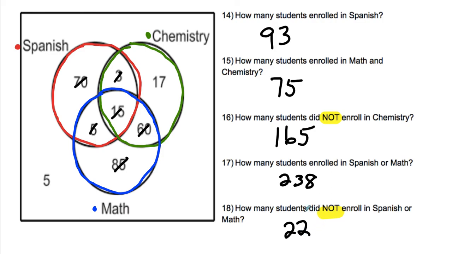Okay. All right. So there's your Venn diagram practice. And altogether, there is your remediation on target 16.